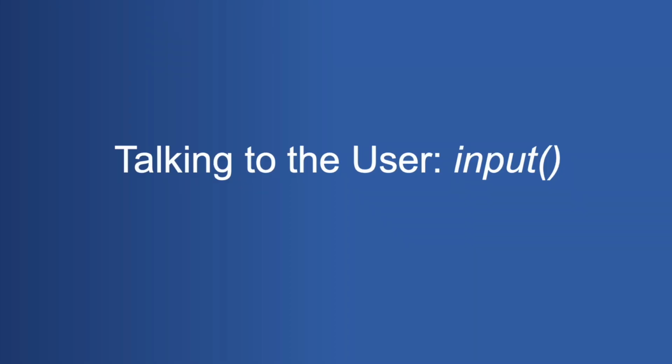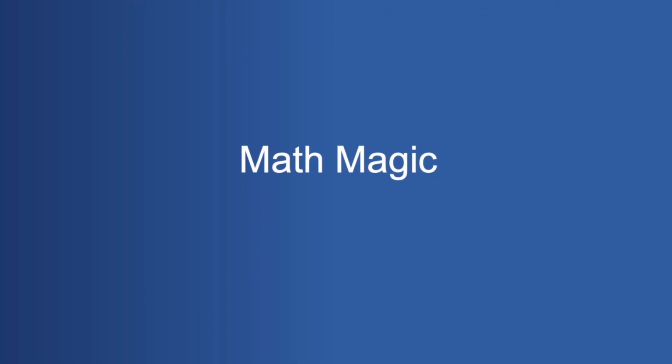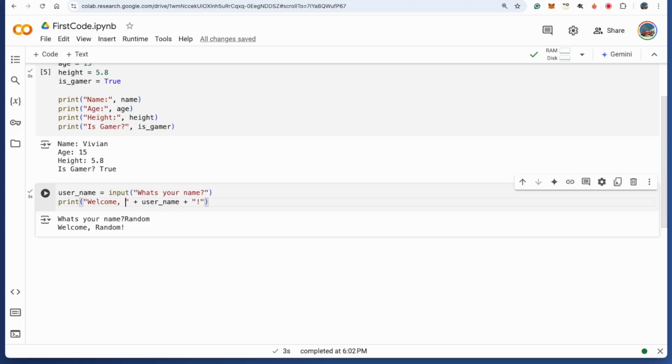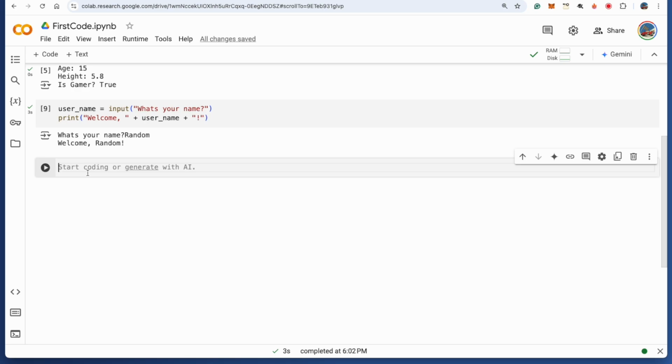Now to move on to our next step, we're going to do some math magic. Who needs a calculator when you have Python? Let's do some quick math. So I'll go ahead here, create a new code snippet, and here I'm going to create a variable first, x equal to 3.